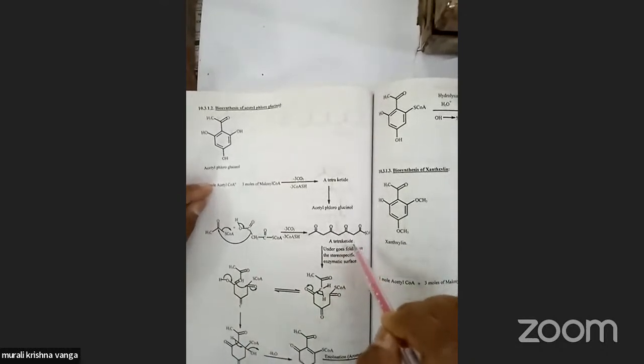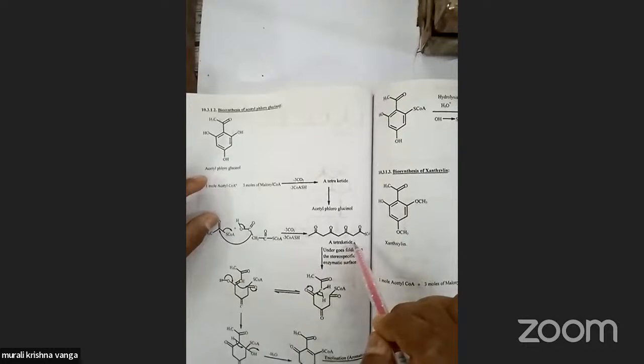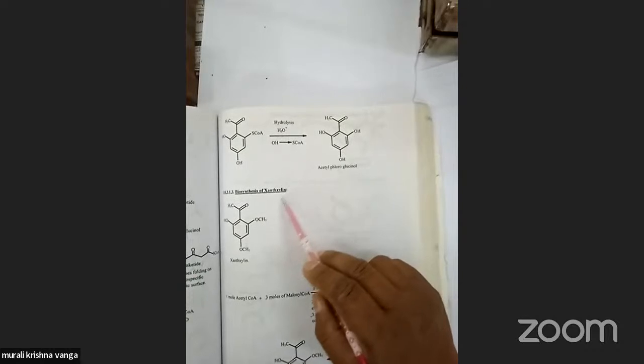So in the mechanism, you synthesize the tetraketide from one mole of acetyl-CoA and three moles of malonyl-CoA. This tetraketide undergoes folding on the stereospecific enzymatic surface, followed by intramolecular aldol condensation, and then forms acetylphloroglucinol as the product. Next, biosynthesis of xanthones.